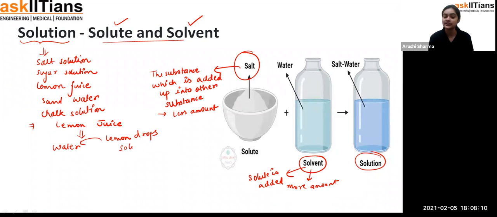So it will be a solute here, and what is the water? Water will be the solvent. And when we mix them together, what are we getting from here? We are getting the solution. So that's how, student, solute, solvent.